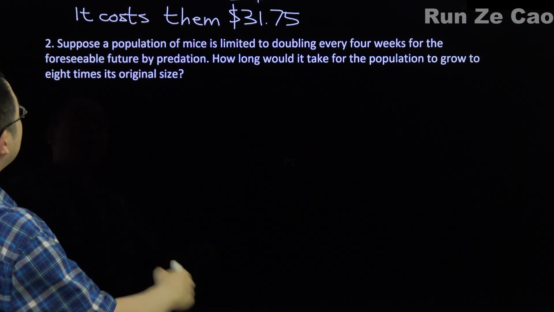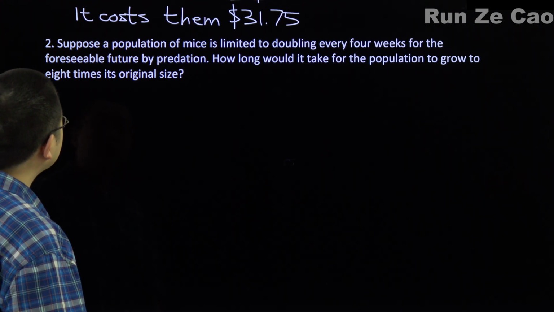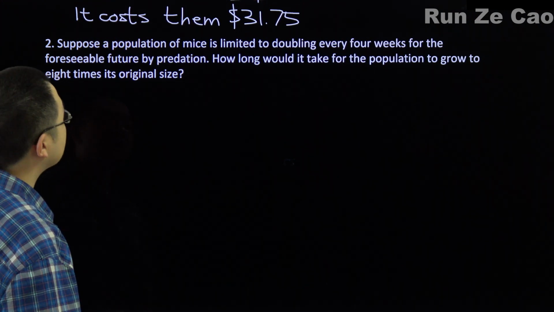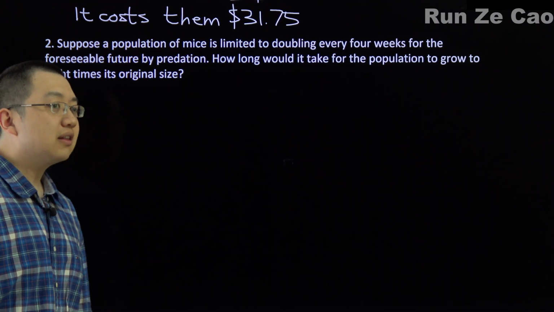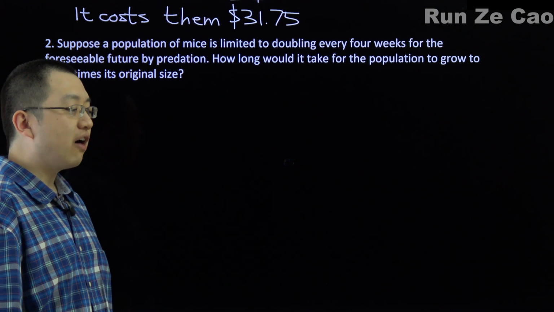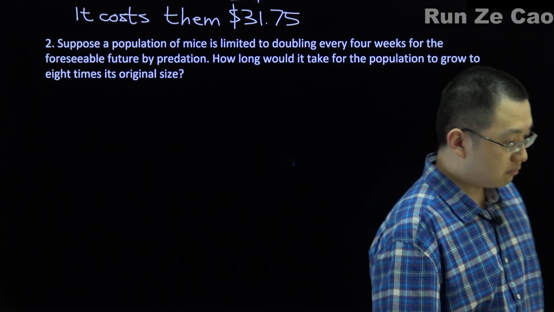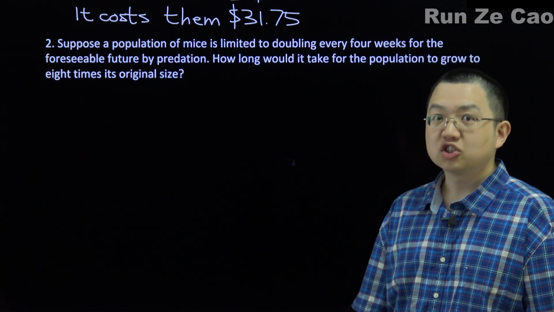Okay, suppose a population of mice is limited to doubling every 4 weeks for the foreseeable future by predation. Yeah, mice have large litters. Like, they have a lot of offspring at a time. And they can breed roughly every 4 weeks-ish.